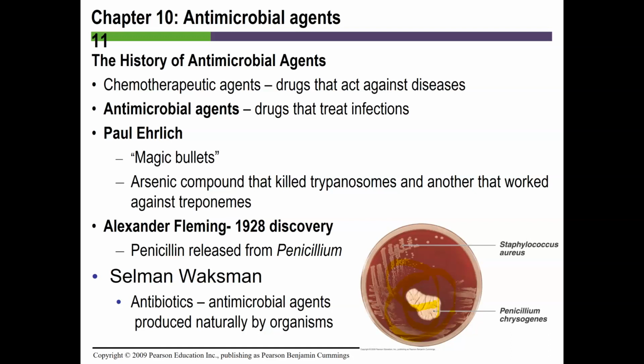But it was quite a while before penicillin was actually able to be purified in large enough amounts to be useful to treat infections. Meanwhile, Selman Waksman came up with the term antibiotics, which included the antimicrobial agents that are produced naturally by organisms. That's the definition we use now, right? Antibiotic is really an agent produced by one microbe to inhibit other microbes.